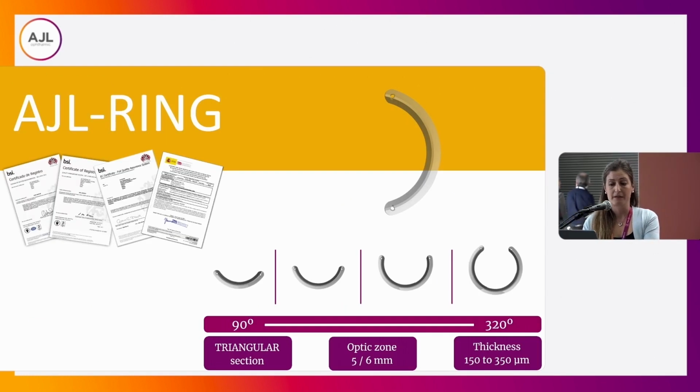Last but not least, we want to inform you that AJL will launch the AJL ring for regulatory reasons. We have to introduce this new brand that will have the same triangular shape, same parameters and references as Ferrara, available in 5 and 6 optic zone, with all the thicknesses and lengths as before. And it will be a transitional period to switch and pass completely to this new brand.